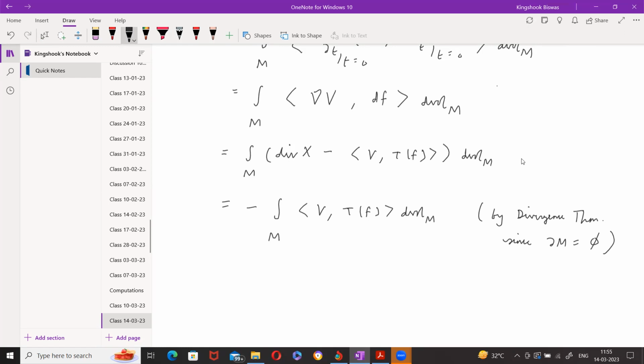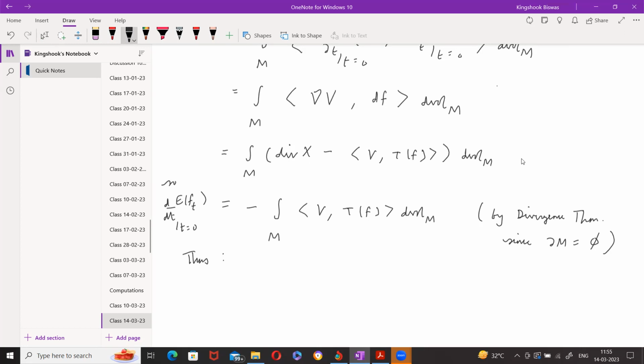So thus what do we get? Thus we get that this is the first variation of energy. This is minus the integral over M of the inner product of V with the tension field of F.